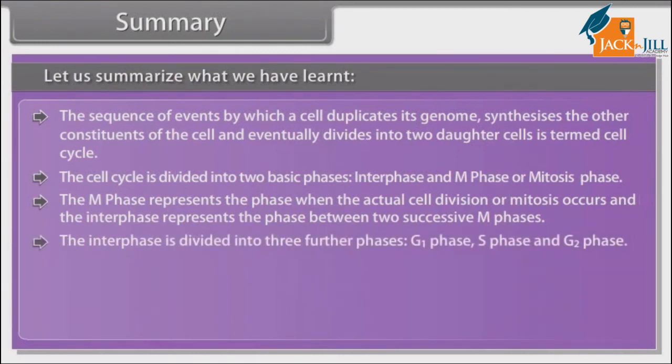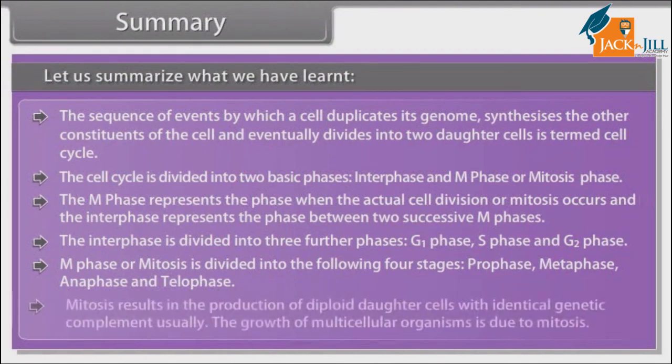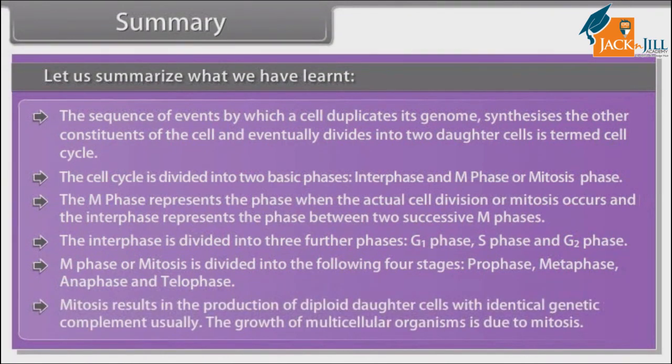The interphase is divided into three further phases, G1 phase, S phase, and G2 phase. M phase or mitosis is divided into the following four stages: prophase, metaphase, anaphase, and telophase. Mitosis results in the production of diploid daughter cells with identical genetic complement usually. The growth of multicellular organisms is due to mitosis.